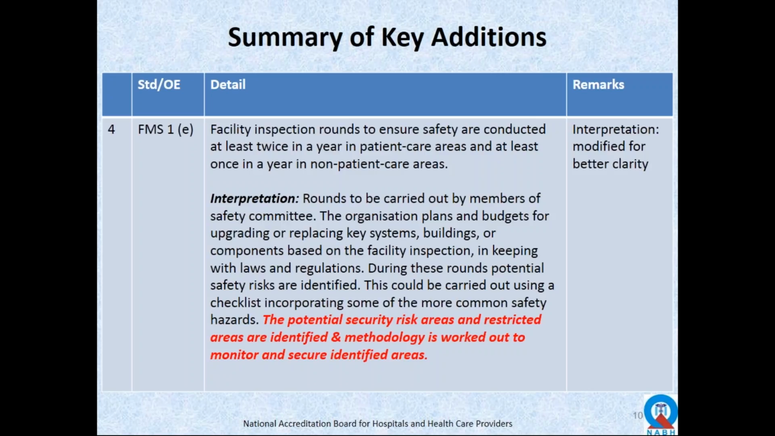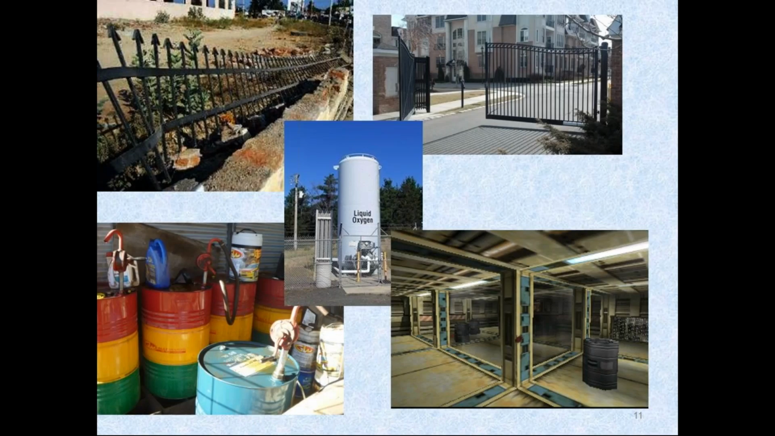Now, there are some pictures I found useful maybe for some of you, which show some of the areas which may be potential security risk areas, like a breach in the compound wall, or gates which are unmanned, or unused areas or corridors. Certain restricted areas such as the liquid oxygen tank, the diesel storage area, and maybe also the data server room, and several such areas which require special security arrangements. So the organization needs to identify such areas and have a mechanism to ensure safety and security in these areas.